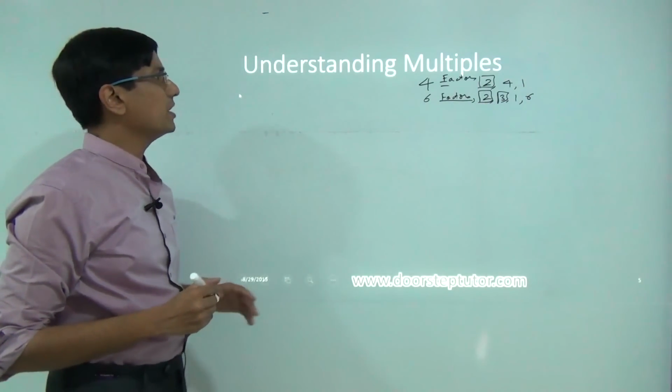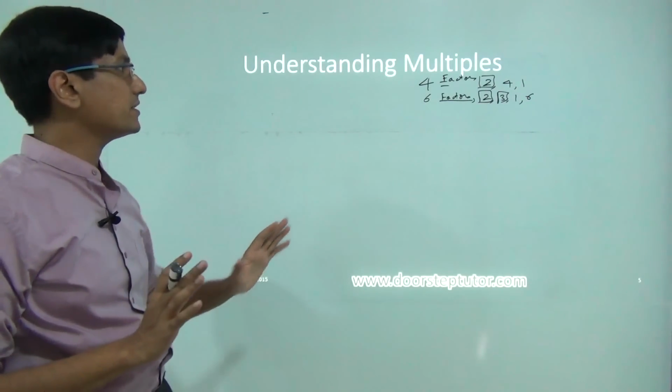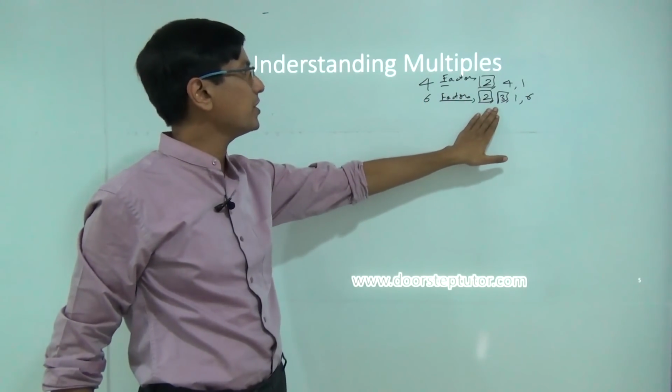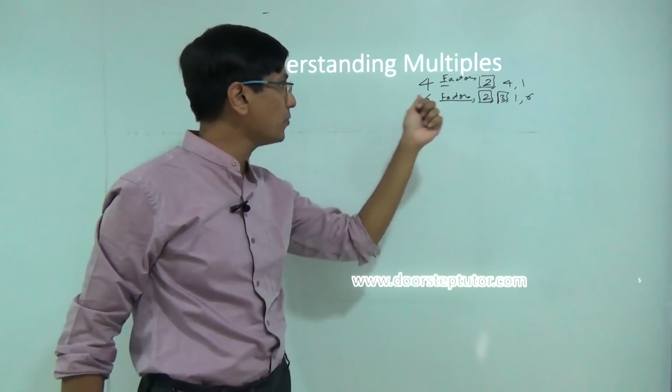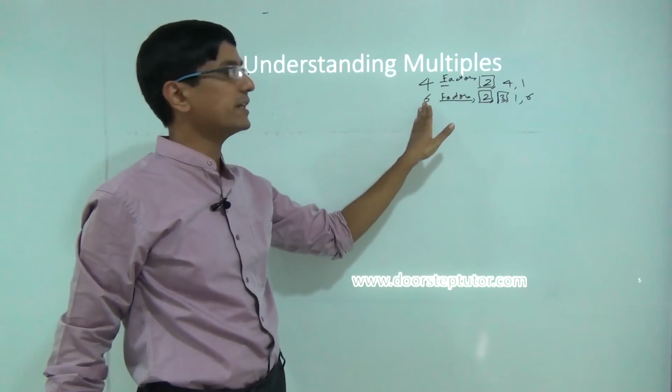Now let's try to understand multiples. Again, I am going to take the same two numbers, 4 and 6. So we understood factors. Factors of a number can completely divide that number. Factors of a number are necessarily always smaller than the given number. So factors can divide that number and are always smaller than that number.